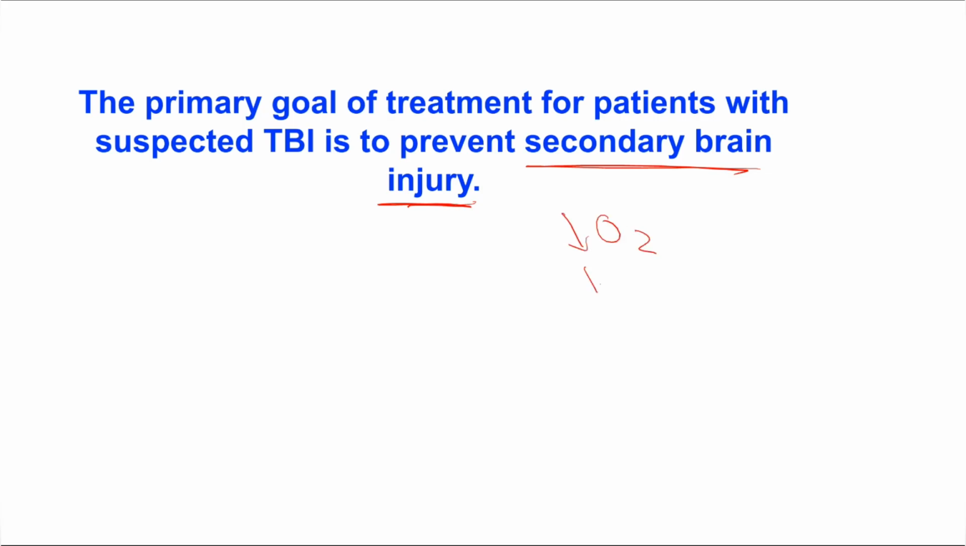Examples are hypoxia, hypovolemia, hypotension, shock, or the patient having increased CO2 retention. Sometimes there might be increased intracranial pressure, infections, and convulsions. So you have to prevent all this. Hypothermia too.